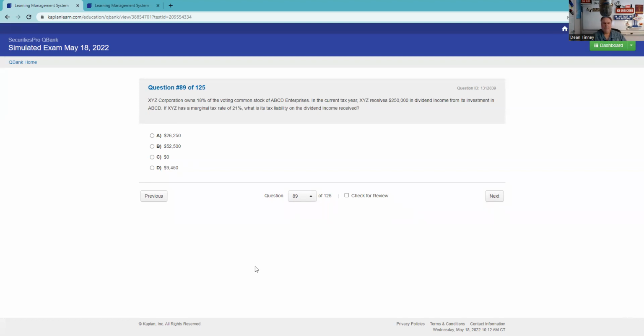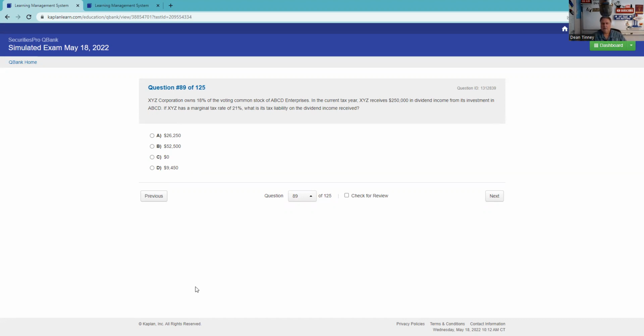XYZ Issuer owns 18% of the voting stock of ABCD Enterprises. Immediately when I hear this, I'm thinking this is going to be a dividend of one corporation paid to another. Maybe I'm wrong, but that's what I'm thinking. In the current tax year, XYZ receives $250,000 in dividend income. Remember, it looks like Dean is right, this is about this 50% thing. So I'm only going to owe taxes on $125,000 of that. It says XYZ has a marginal tax rate of 21%.